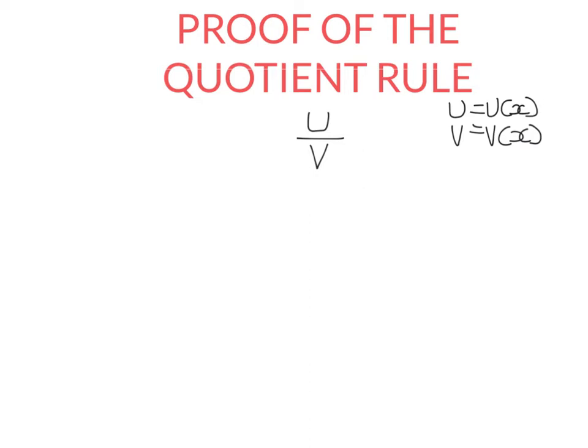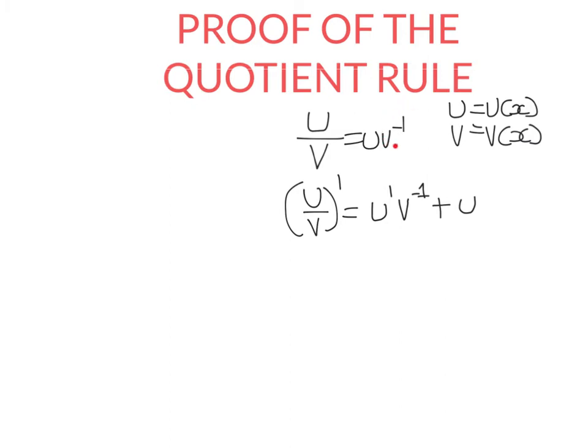Well, let's use what we actually learned last time in the product rule. I can actually write this as a product. u over v is the same as u v inverse, u times v to the power of minus 1. So I'm going to differentiate this using the product rule. So remember the way that I differentiate using the product rule is I take the derivative of the first and then multiply it by the second plus the first times the derivative of the second.